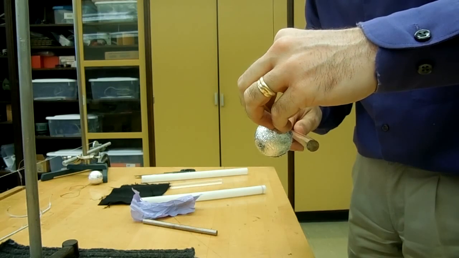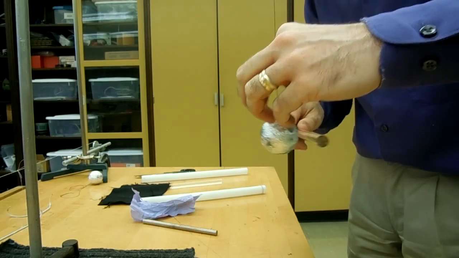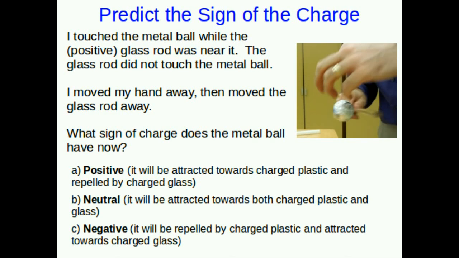And at the beginning of the next lecture, I am going to bring the plastic rod close to that metal ball. Is it going to attract it, or is it going to repel it? In other words, using the glass rod and touching the ball with my fingers, did I just give this ball plastic charge, negative, or glass charge, positive?